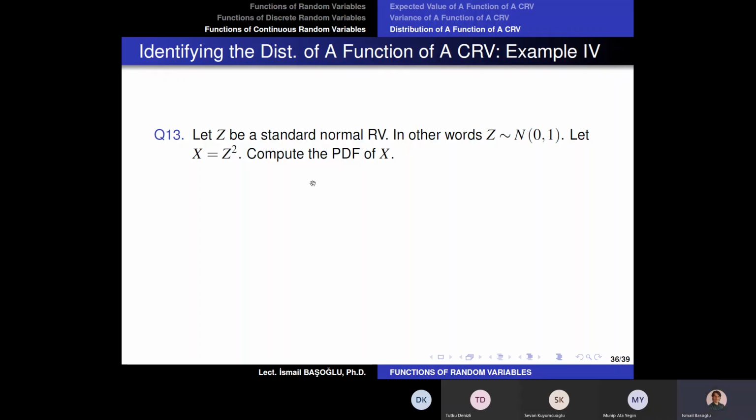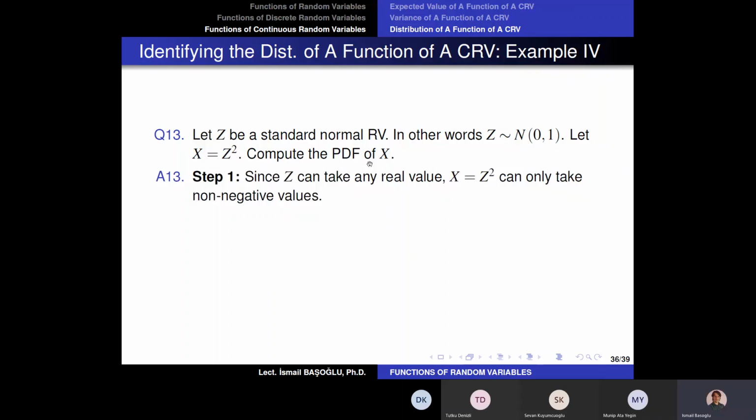So let's just say Z is a standard normal random variable. Okay, so Z has the location parameter equal to 0 and standard deviation or scale parameter equal to 1. And X is defined as a function of the standard normal random variable, which is Z square. It says compute the probability density function of X. Okay, so we are going to apply 4 steps.